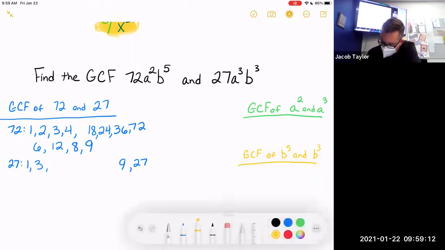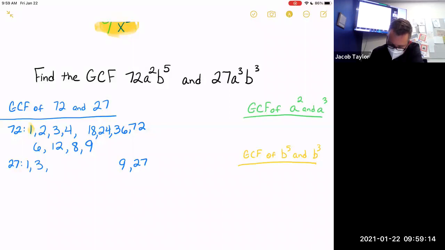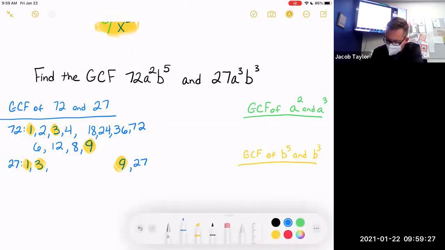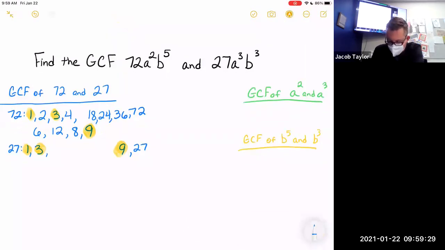So let's look for the factors that we have in common. They both have a 1. They both have a 3. They both have a 9. They don't both have a 27. So the greatest common factor is going to be 9.